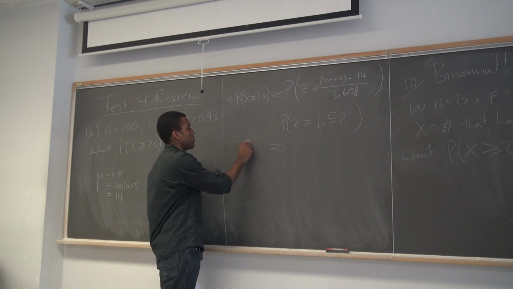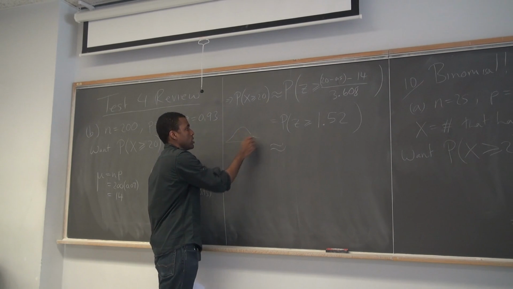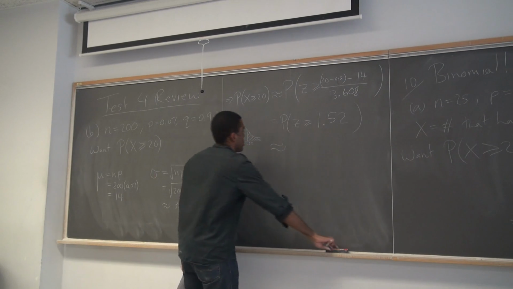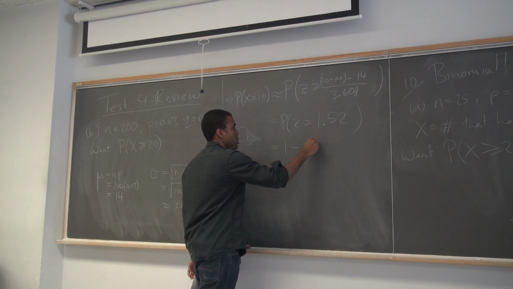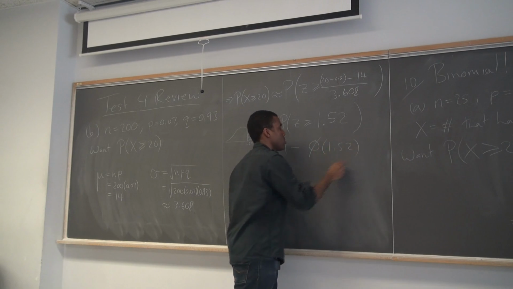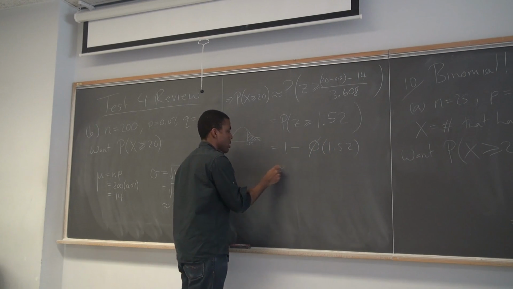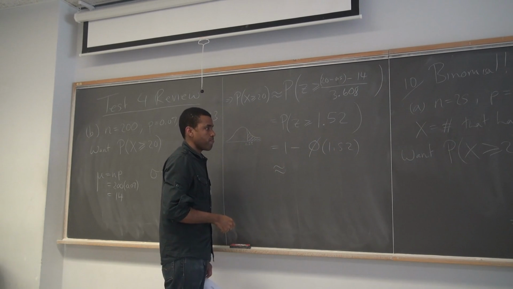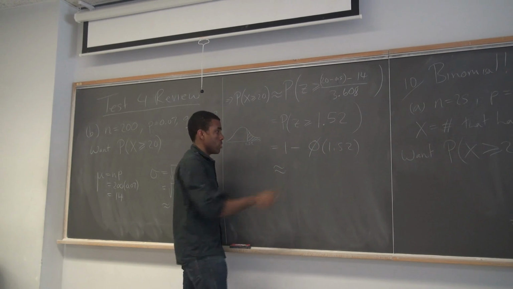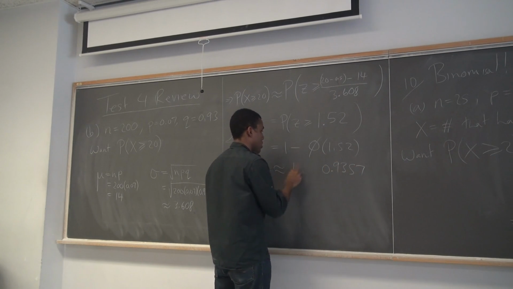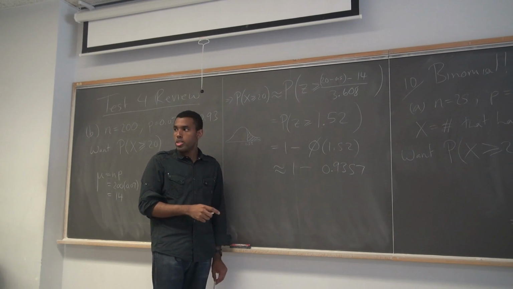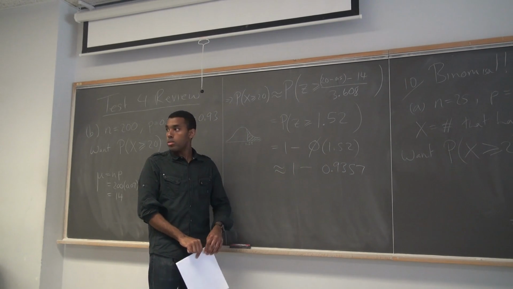Do you guys remember what we're looking for? This is where your 1.52 would be. It's greater than, so what do we have to do? It's 1 minus the table value for 1.52, which is 0.9357. Does everyone agree? Make sure you can look up in the table and actually get that number.